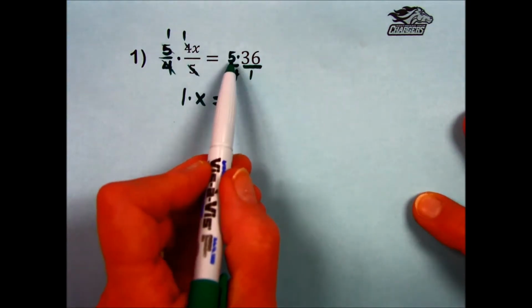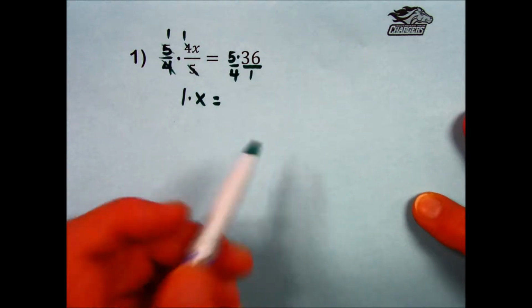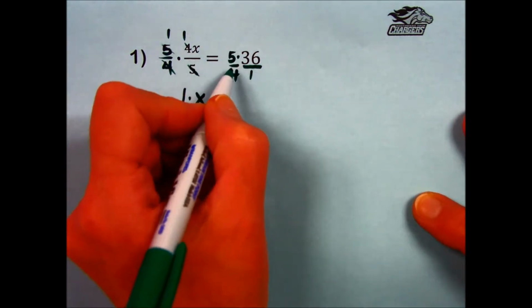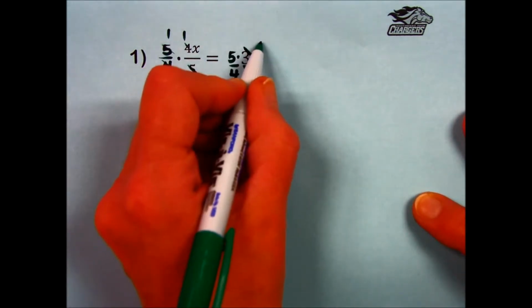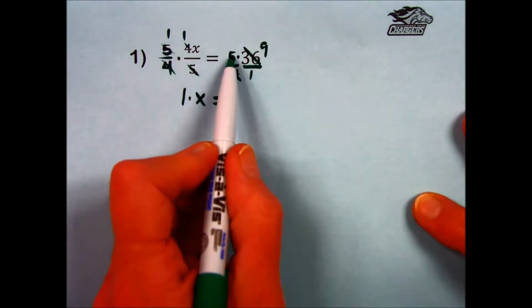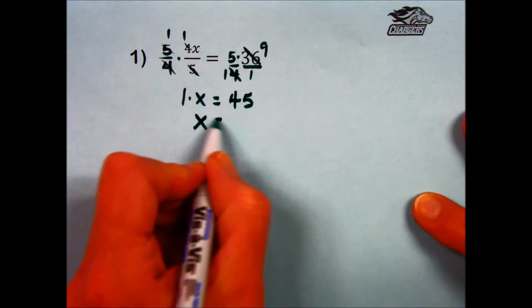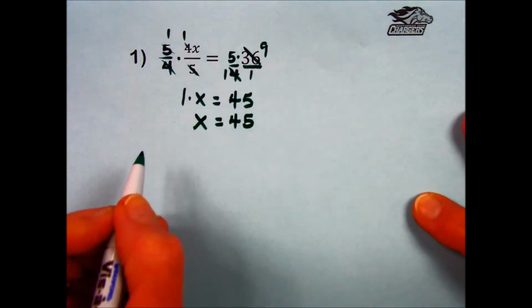I could multiply 36 and 5, dividing the result by 4, or reducing, recognizing that 4 goes into 36 9 times. 4 divided by 4 is 1, leaving a 9 times 5, or 45. X equals 45 for a solution.